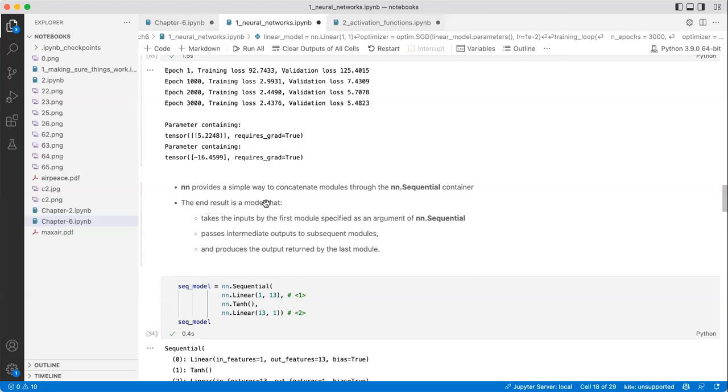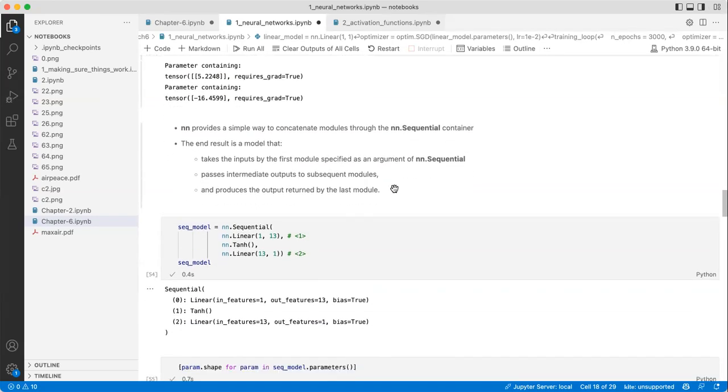The end result is a model that takes input by the first module as argument. The first module takes the input, passes it through the intermediate modules, and produces the output. So in one sequential container, we can pass whatever we have. This is how it's done.